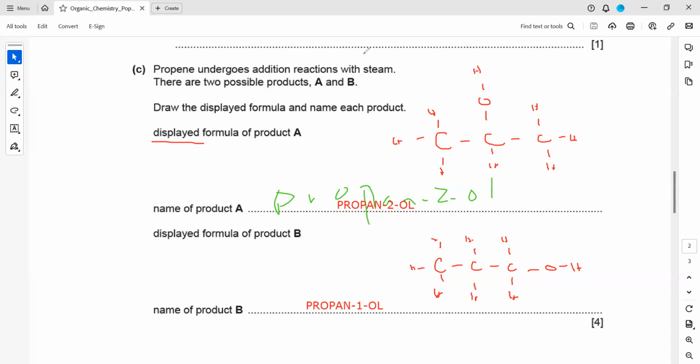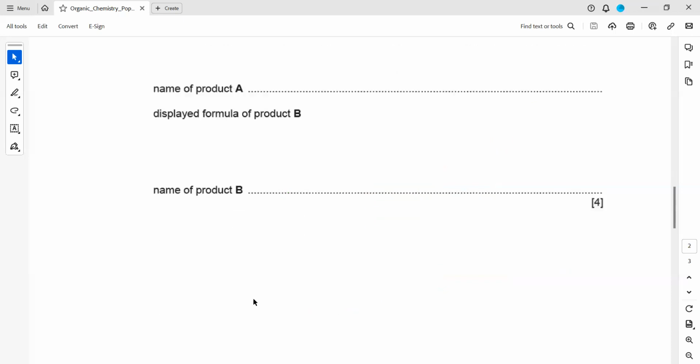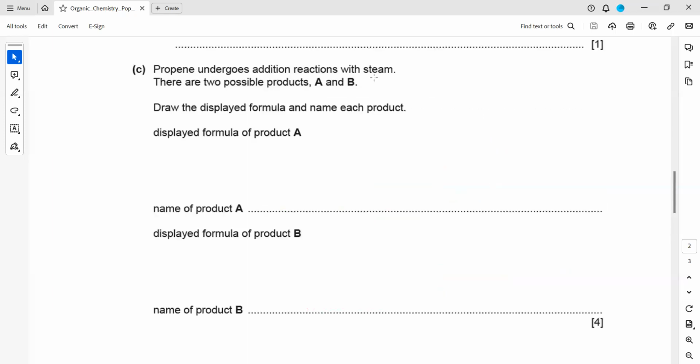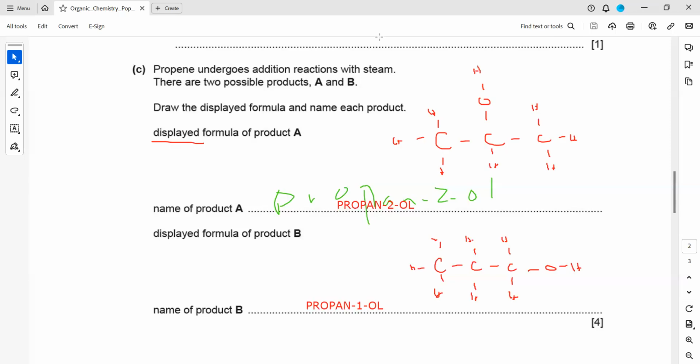And these are the isomers of propanol. Propan-1-ol and propan-2-ol are isomers. You cannot write OH together, because in a displayed formula you have to show all the bonds and all the atoms. If you write OH in the exam, that is considered wrong, because in a displayed formula you must have all the bonds and all the atoms.